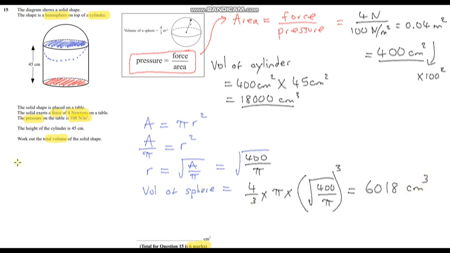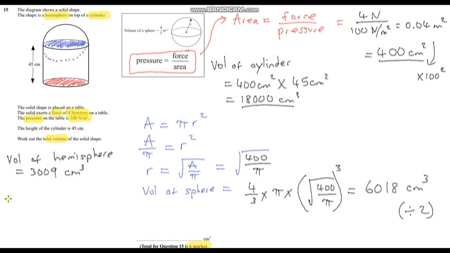So the volume of the hemisphere is just going to be half that. It's going to be half this number. So if we just divide that by 2, we get 3009. And it's going to be 3009 centimeters cubed.